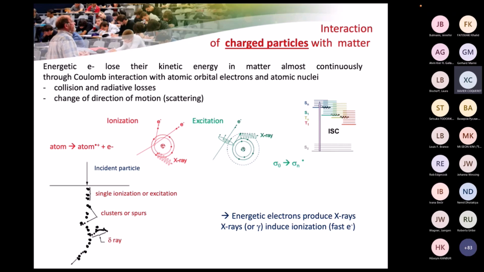So these are the individual events, but one has to take into account that the initial particle has a tremendous amount of energy, and we can see that the incident particle will interact a large number of times by depositing energy with single ionization or excitation events, but can also induce the formation of a number of ionizations or excitations in clusters or spurs, and even in some cases induce the ejection of a fast electron, which can be called a delta ray, which will induce again another cascade in another direction from the original pathway. So typically, to summarize, we can see that these energetic electrons will produce X-rays and or gamma, which will induce ionization, and this will end up with the formation of fast electrons.